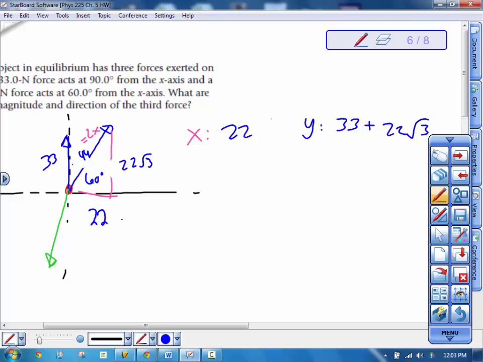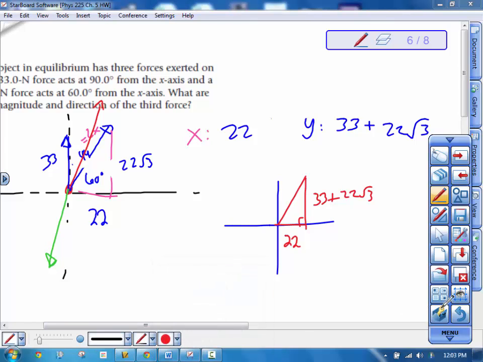Alright, now I'm going to redraw those on another coordinate here. So I'm going to go over 22 and up 33 plus 22 square root of 3 and make a new triangle, because that's the resultant. The resultant goes off like that. So this is 22, and this is 33 plus 22 square root of 3. I'm going to do the Pythagorean theorem with these numbers real quick to find the overall magnitude, which gives me about 74.4 newtons.